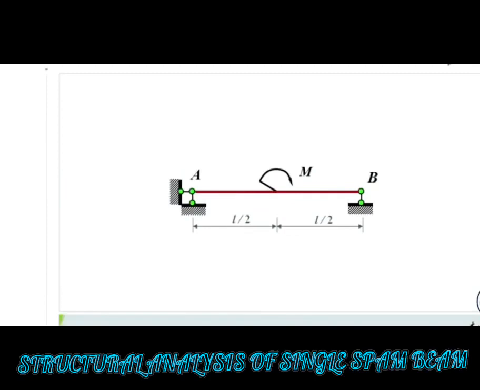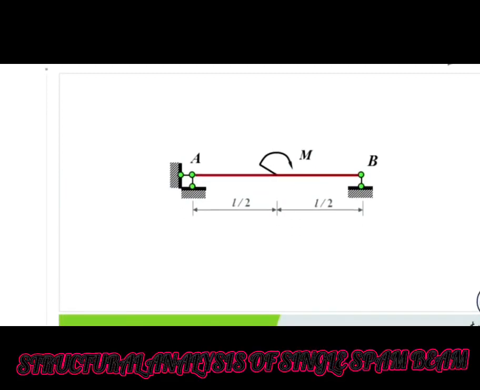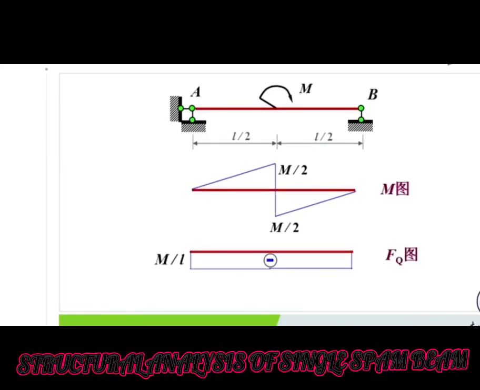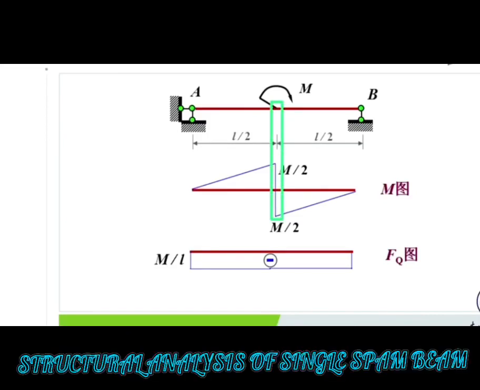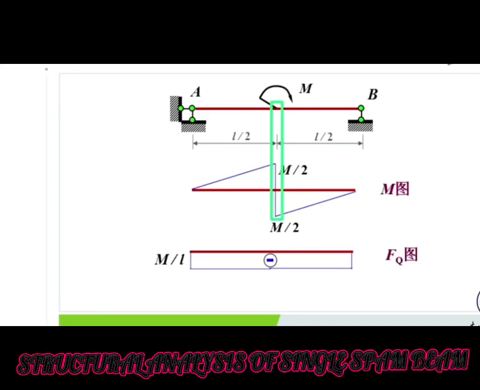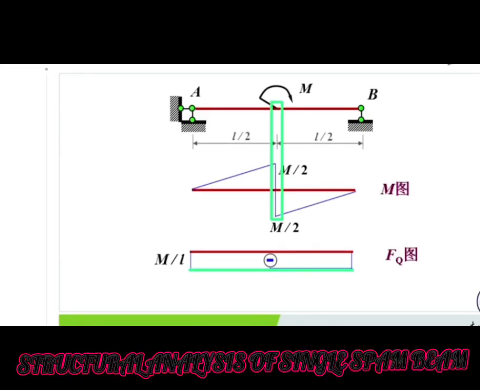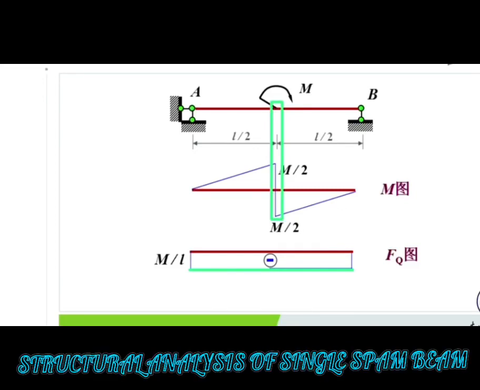Look at this example. It's easy to construct a bending moment diagram and shear force diagram. We can find that at this section, the bending moment will have a jump. The value is equal to M. And for the shear force diagram, it's a horizontal line. The moment will not influence the shear force diagram.